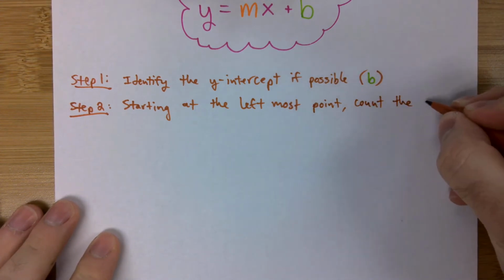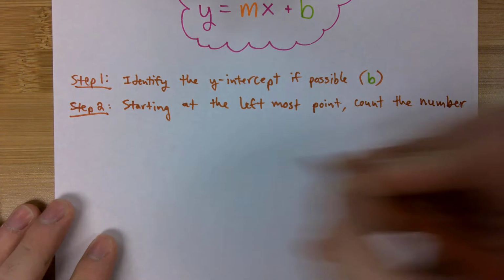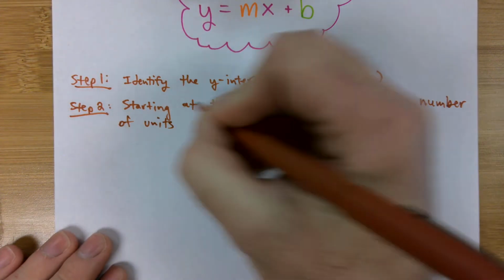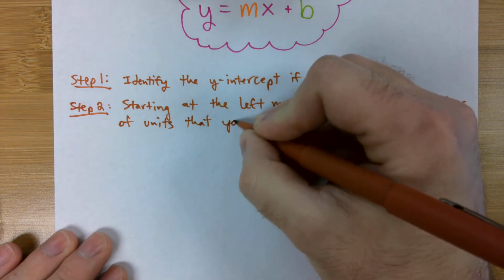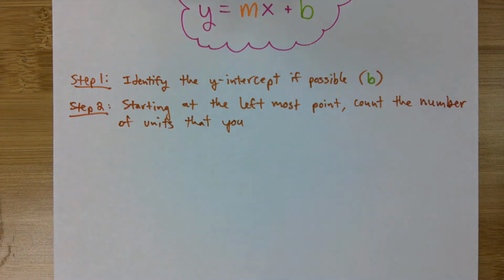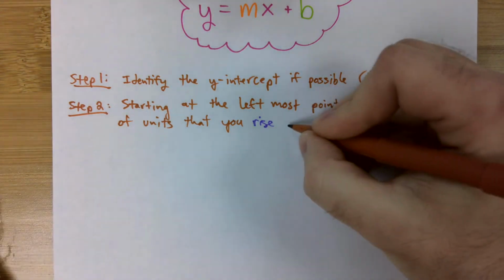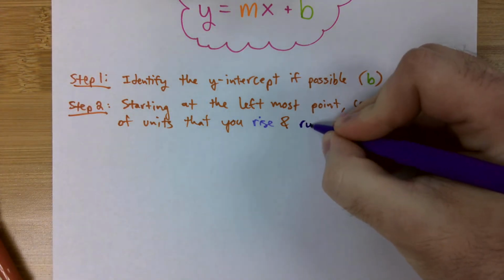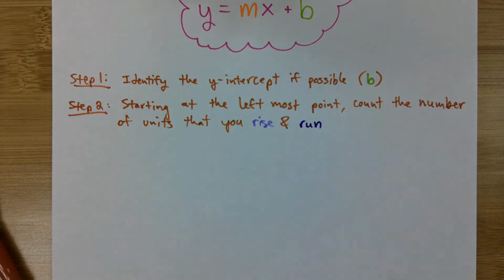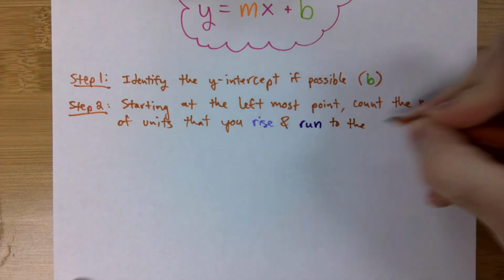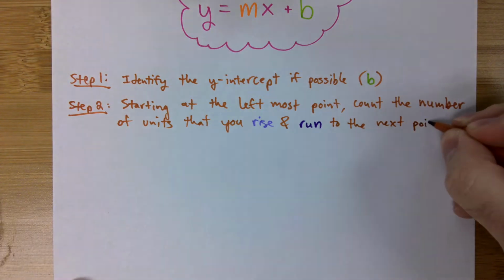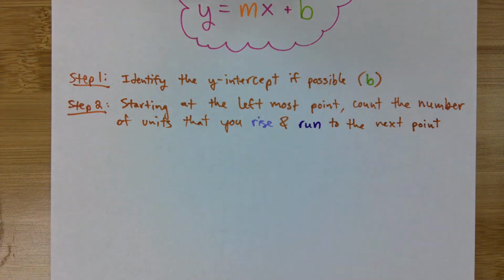Count the number of units. Count the units that you rise and run to the next point. And we know how to do that. Let's just rise over run.